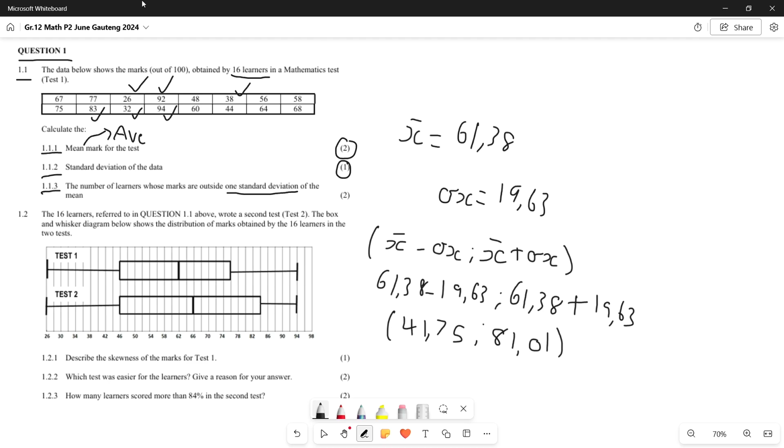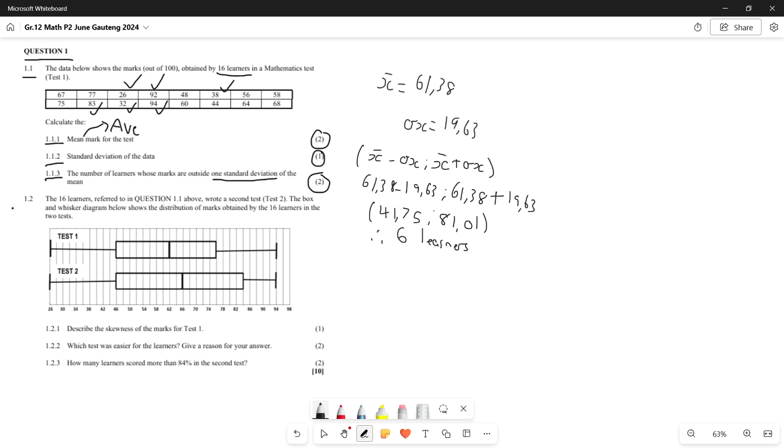It's like an increment based on this data, so that we can then interpret the data and figure out which values lie within this range and which values lie on either side of this range. So for our final answer, we can just write down 6 learners, because 6 learners, as we checked off here, all fall outside of this one standard deviation range. So we write 6 learners, and that'll earn us 2 marks.